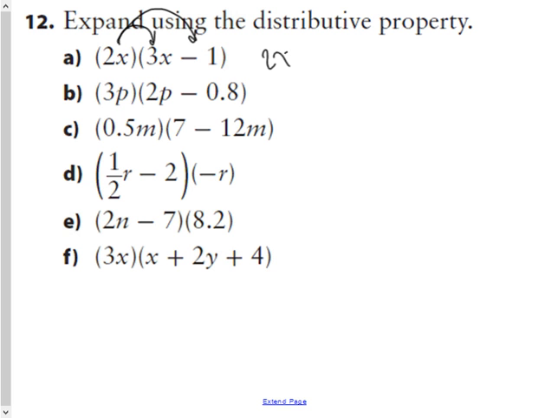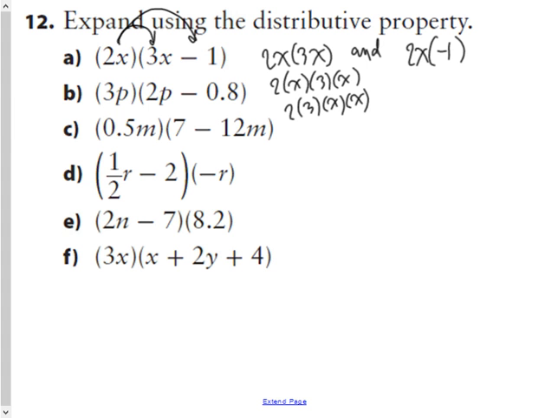So when I break this up, it's really 2x times 3x and 2x multiplied by negative 1. So 2x times 3x is the same thing as 2 times x times 3 times x, or simply a 2 times a 3 times an x, because it doesn't matter which order we multiply them in, which will give me 6x squared for that first term, and this will give me negative 2x. So when I take those and put them together, the solution will be 6x squared minus 2x.